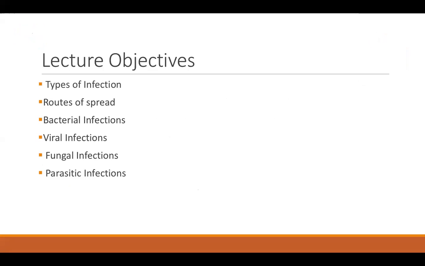طيب. This is the objectives for a lecture. So first we're gonna identify the types of infections we have. Then we're gonna talk briefly about the routes of spread, how infections can reach your central nervous system. Then we're gonna go in details regarding bacterial infections and viral infections. And last but not least, we're just gonna take a quick overview on fungal and parasitic, just the most important ones.